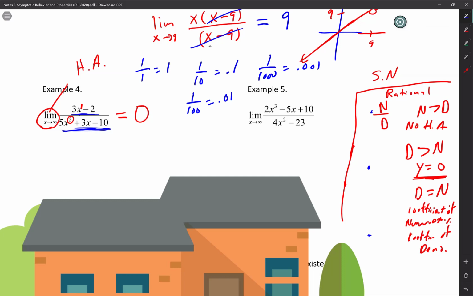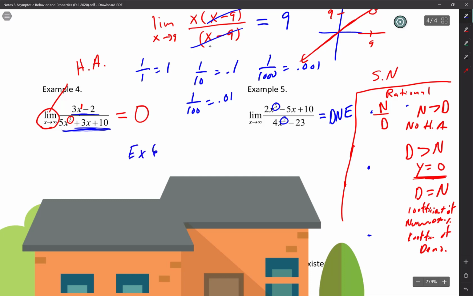Example 5. The degree of the numerator is bigger than the degree of the denominator. You don't have to do anything. It's a polynomial. We already know it's one of these. No horizontal asymptote. If you want to put infinity, you can. I'm going to put does not exist. Both answers are correct. Let me add another one. Let's call it example 6.